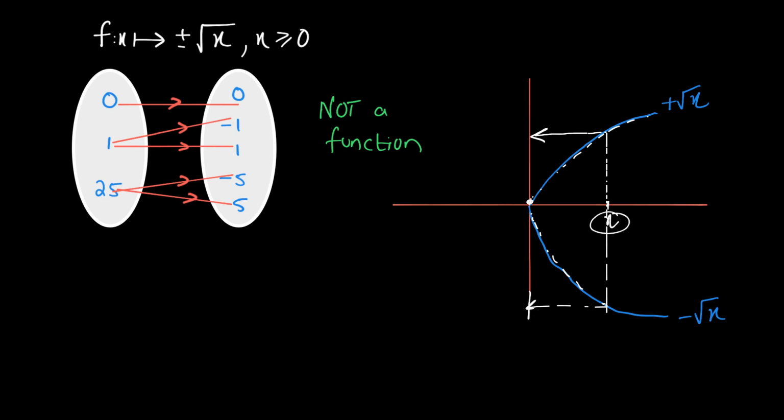So this is not a function, and you can see that I can pass a vertical line to check whether it's a function or not. If my vertical line passes through more than one point on the graph, then it's not a function. So the vertical line is used to identify if the sketch is a function or not.